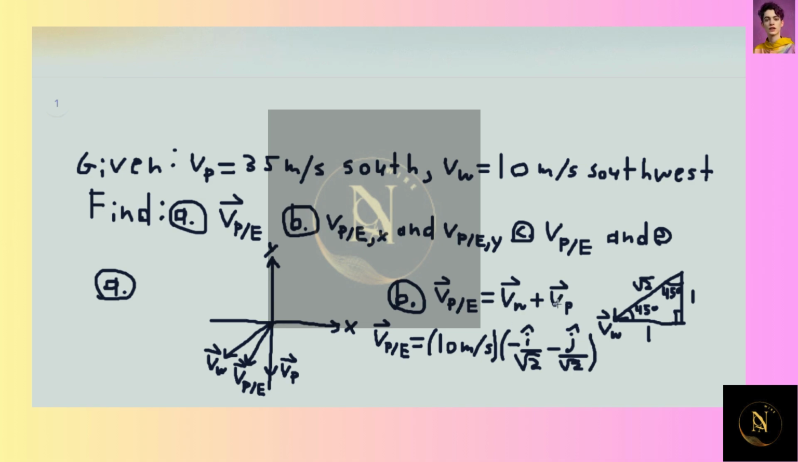Now what about the velocity of the plane? Well, the velocity of the plane is just going south, so it's going in the negative j direction. So then for this, we're going to have plus Vp, which is 35 meters per second. And it's going to be in the negative j direction because it's going down.